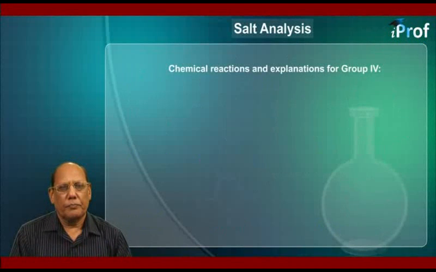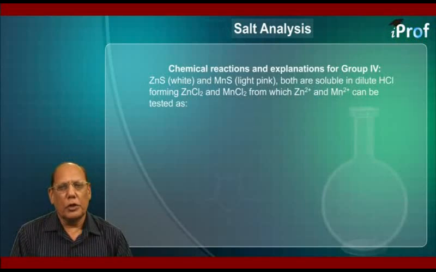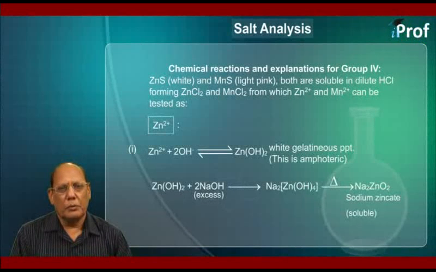Chemical reactions and explanations for group 4th. ZnS white and MnS light pink both are soluble in dilute HCl, forming ZnCl2 and MnCl2, from which Zn2+ and Mn2+ can be tested. So first we will discuss reactions shown by zinc ions. The first reaction is Zn2+ plus 2OH-. Reversibly it gives Zn(OH)2, that is a white gelatinous precipitate of zinc hydroxide.